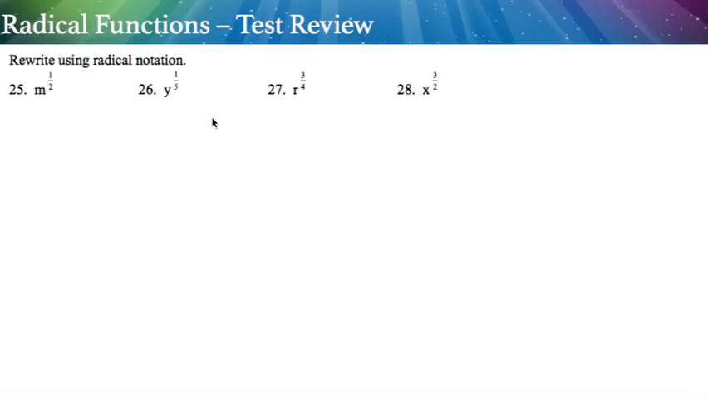Okay, these are some of the easier problems that you'll have on the test. Remember, they want to write them in radical notation. So if I want to write them in radical notation, I'm going to have to use the radical sign for each one. Now, the other thing you can do is you can go, well, the bottom number is the root. Bottom number is the root.